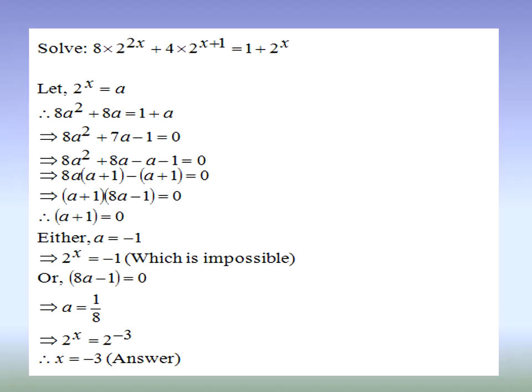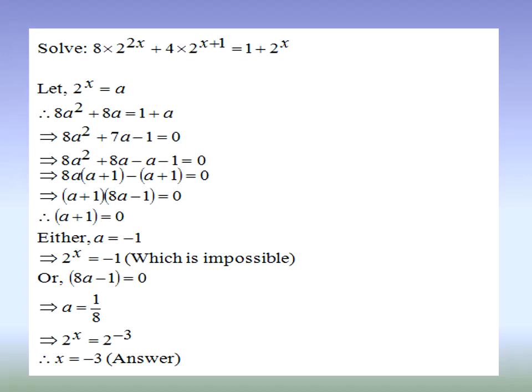Now if I substitute the value in the condition, then we will get 8a square plus 8a is equal to 1 plus a. Just form a quadratic equation, that becomes 8a square plus 7a minus 1 equal to 0. And after middle term break, we get two factors. One is a plus 1, another is 8a minus 1. Now when a plus 1 equal to 0, that time 8a minus 1 is not equal to 0. So from a plus 1 equal to 0, we will get a equal to minus 1. So a means actually 2 to the power x, which we assumed, and which is equal to minus 1, which is impossible. A positive power cannot be equal to a negative value.